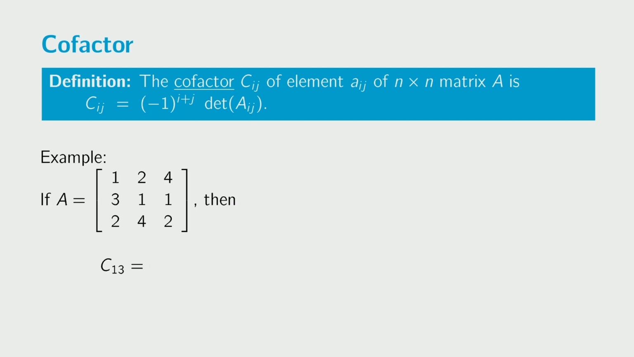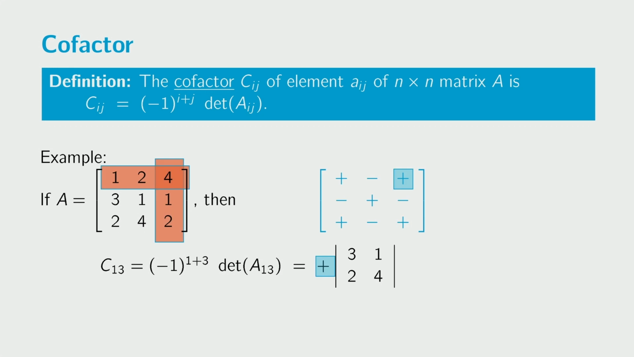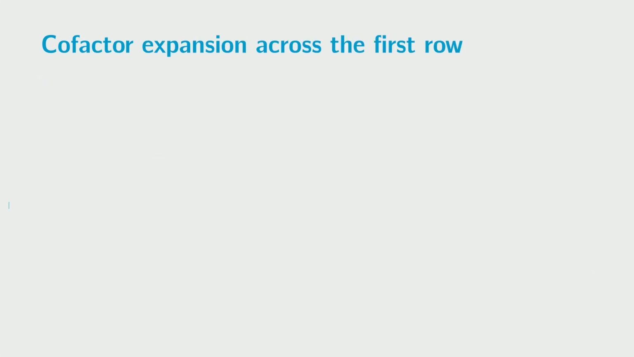For example, for this matrix A, the cofactor of the element in the first row and the third column is -1 to the power 1 plus 3 times the determinant of submatrix A13. So that makes +1 times the determinant of this 2 by 2 matrix. This 2 by 2 determinant equals 3 times 4 minus 1 times 2. So the cofactor is 10. Now that you know what a cofactor is, we can start calculating determinants.